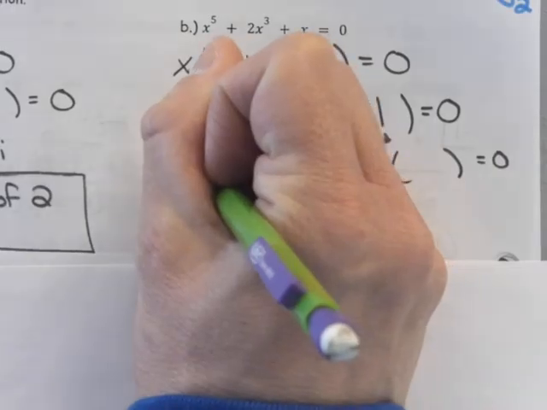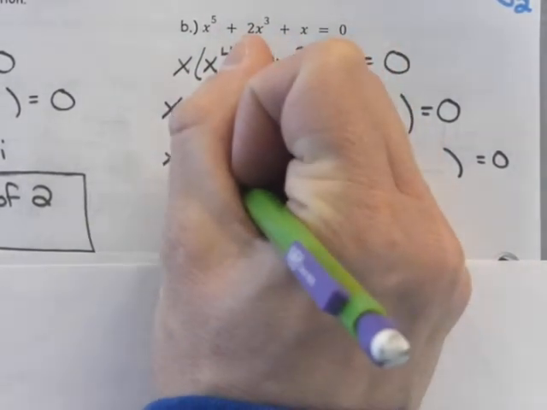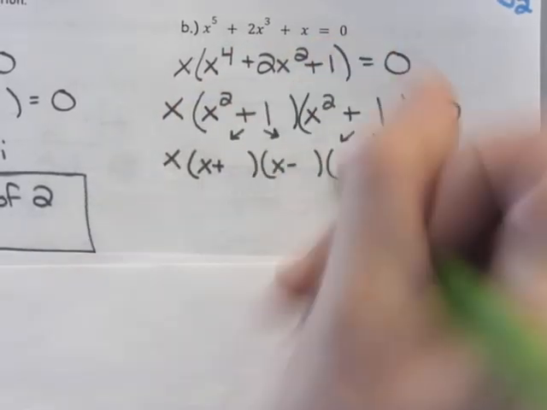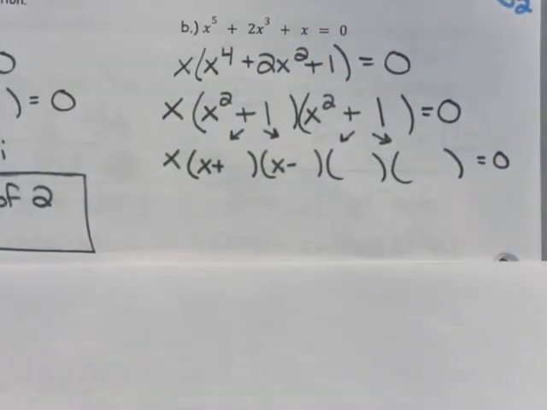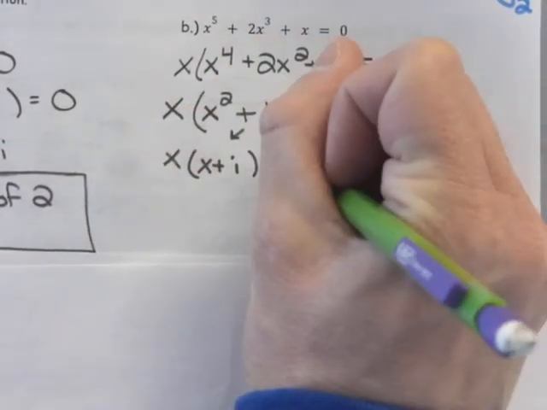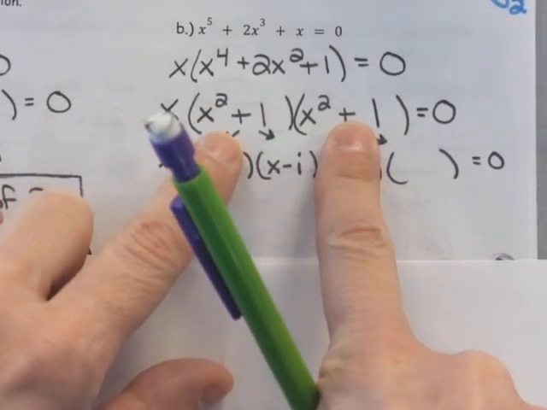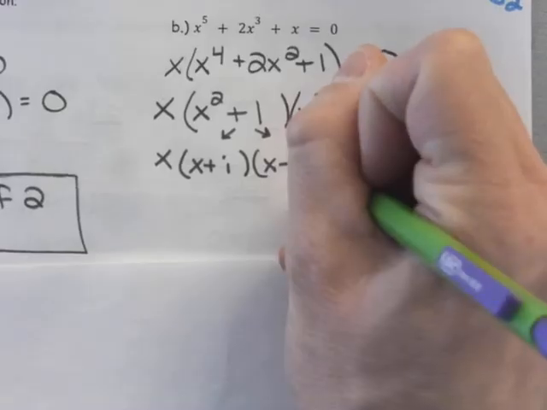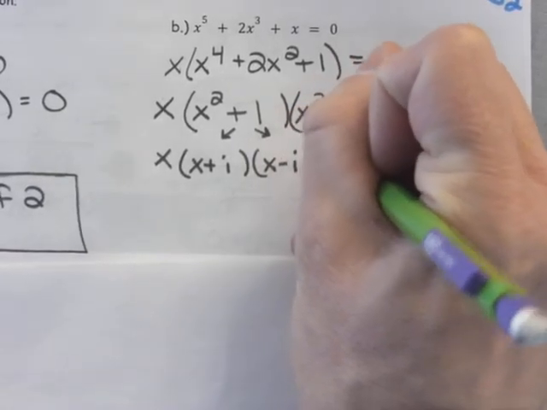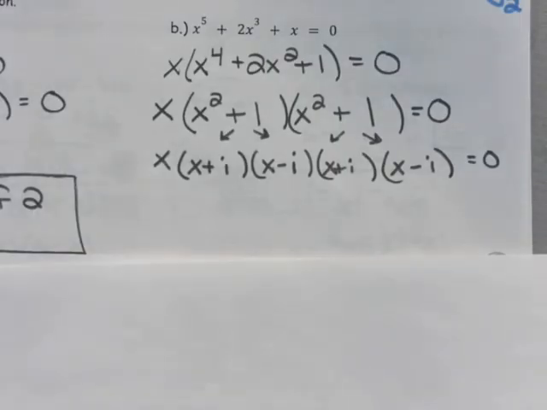So this is going to be square root of x squared is x. We put a plus in one, a minus in the other. What's the square root of 1? 1, and then we put an i with it. Are these two parentheses identical? Okay, so this one's going to be the same. So I can just kind of thieve my answer from the other one.